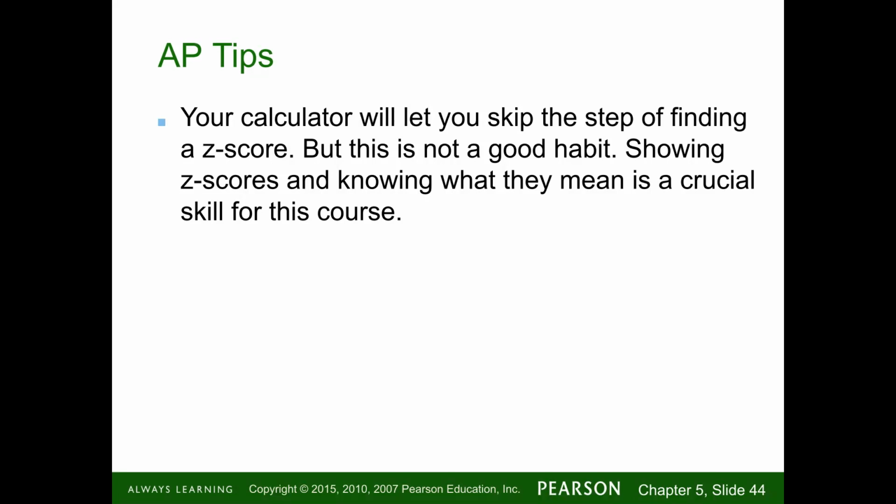Your calculator will let you skip the step of finding the Z-score. Don't do that. You could plug in a value and it'll tell you the probability. I want you to crank through, find the Z-score, and then use the Z-score to find the probability. And that's it. Any questions for me? All right, that's all I got on that.